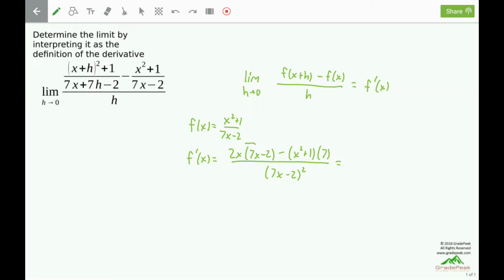Let's distribute the 2x in here. That will give us 14x squared minus 4x. And let's distribute the minus 7 into here. And that will give us minus 7x squared minus 7. All of this is over the denominator, 7x minus 2 quantity squared, which we'll just leave alone. It's in a nice factored form.